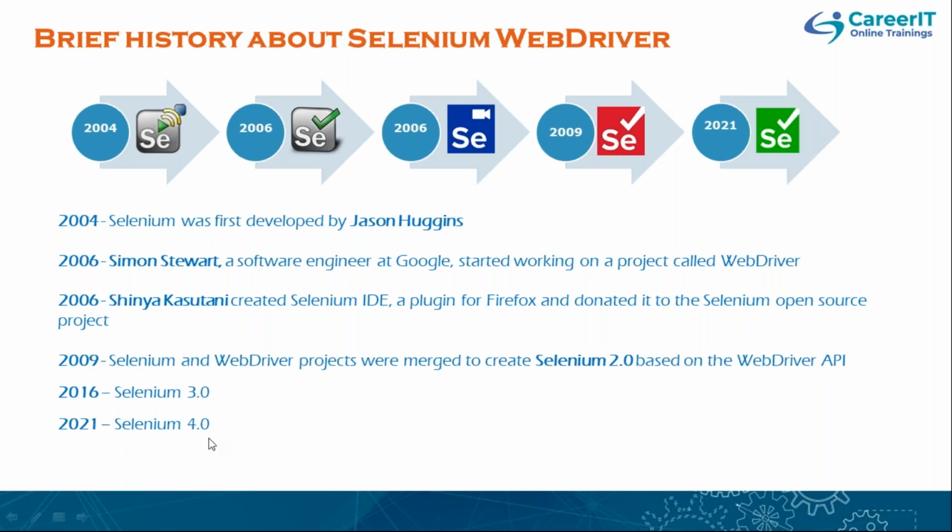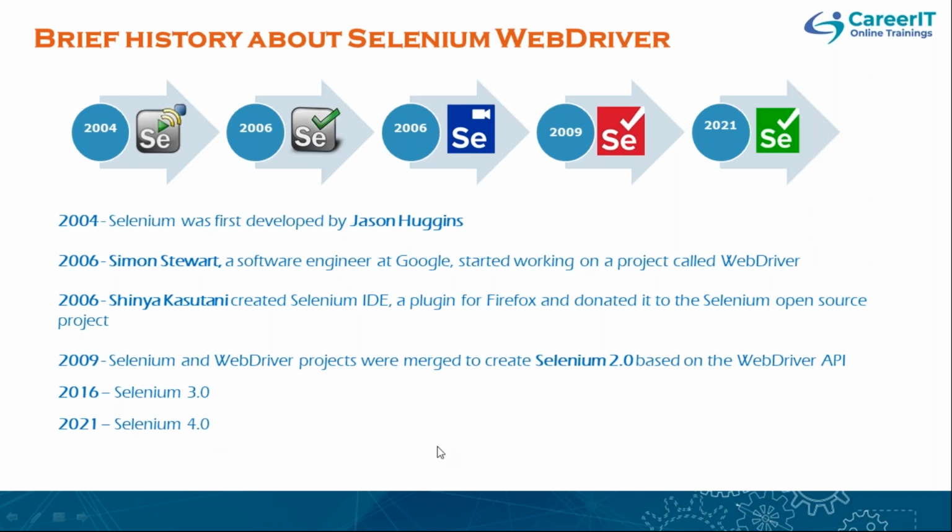Now in the market, the Selenium 4 series is going on. Currently we have Selenium 4.2 point something like that. Okay, so between these years, from 2009 to 2016, they released a lot of versions from 2.0 to 3.0, like 2.1, 2.2, 2.3, like that. And the major version was released in the year 2016 only. Now we have the latest series, and the major version which is going in the current market is Selenium 4.1, 4.2.